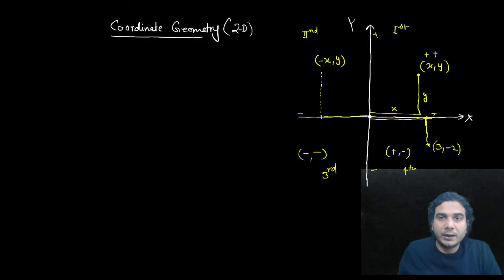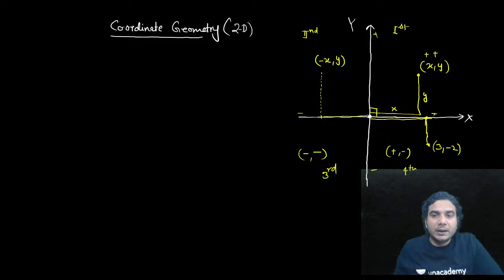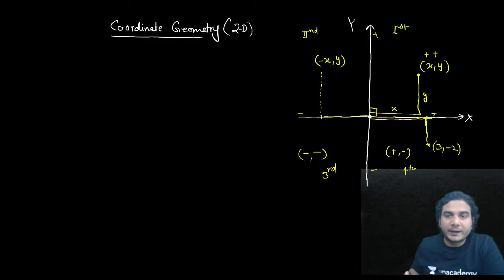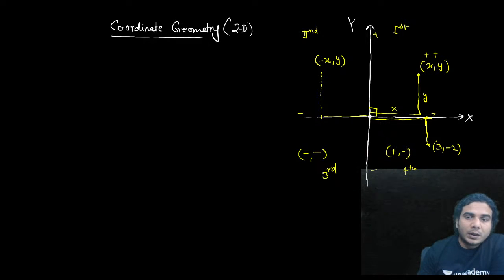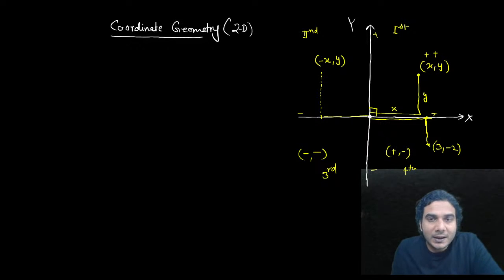So now, if you have a reference point and 2 axes perpendicular to each other, this system is called the rectangular Cartesian system. Rectangular because the axes are taken mutually perpendicular. If they are not perpendicular, then this system is not called rectangular. This will be the oblique Cartesian system. In that case, the angle will not be 90.